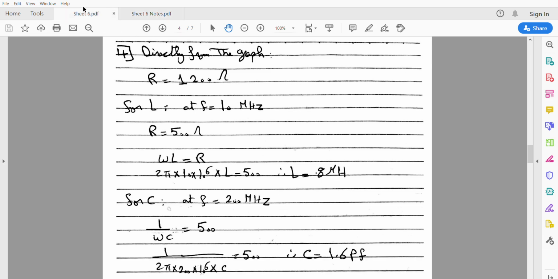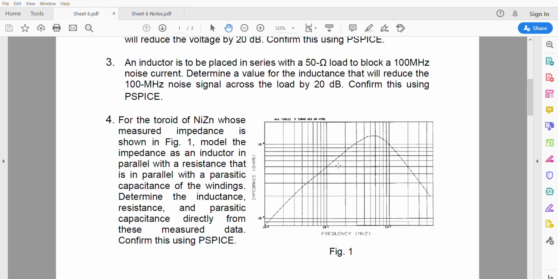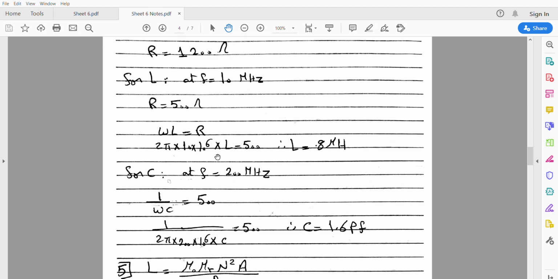Now for the value of capacitance, at the same point here we found that the value of impedance is still equal to 500, and the value of frequency is equal to 200. So by equating the resistance and the capacitance impedance, and by substituting omega by 2 pi by 200 times 10 power 6, at this frequency the resistance is equal to 500. Now we easily can get the value of the capacitance, which is equal to 1.6 picofarad.